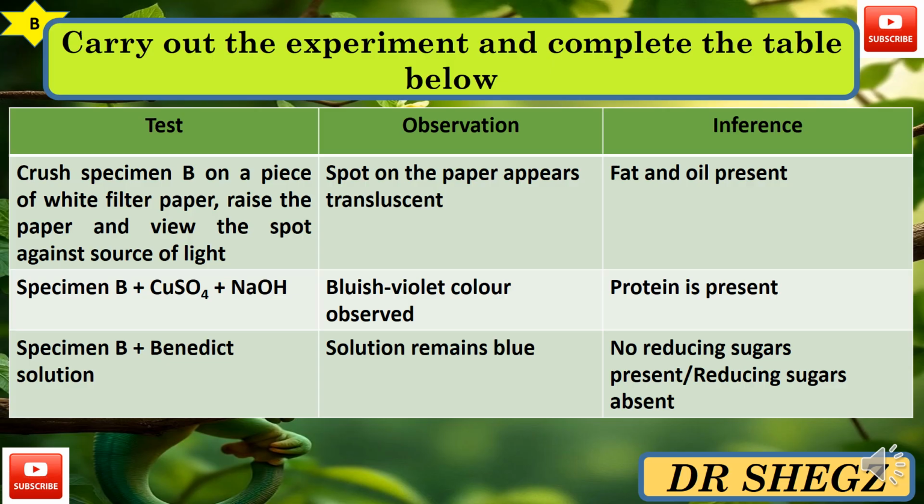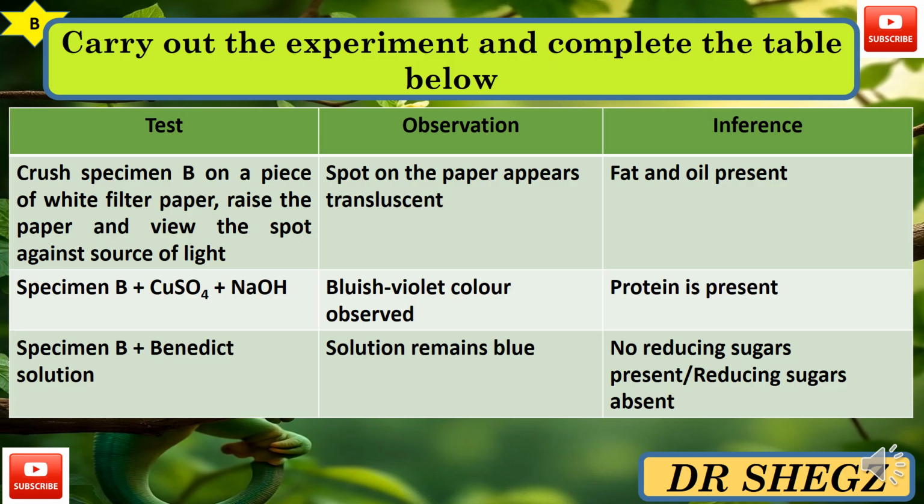Now, what you will observe when you finish crushing the groundnut against the filter paper is that it will be translucent, allowing a minimal amount of light to pass through. That means by translucence, we know that fat and oil is present. Apart from other tests for fats, you have the Sudan III test or osmic acid test to detect the presence of fat and oil.